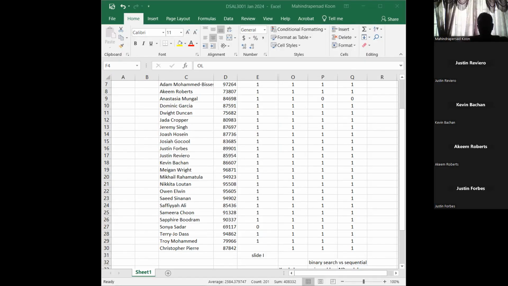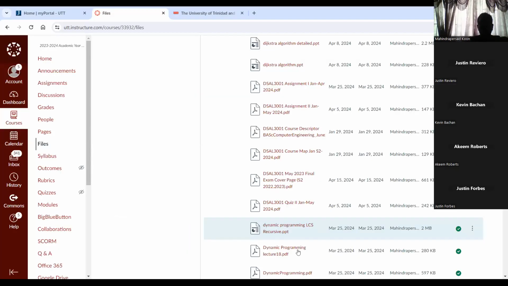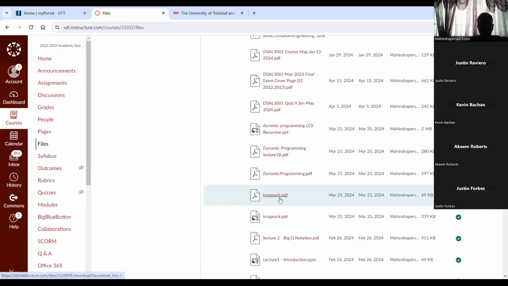Now, let's see where we are here on Canvas. Let's look at files. If you remember last week, I had put up a final exam here as a sample. This was semester 2, 22-23, which would have been last year, January. I'm hoping that everybody would have gone through that paper, and it has a lot of stuff about what your final exam would be like. It's not going to be exactly like that, but it's going to be pretty close.